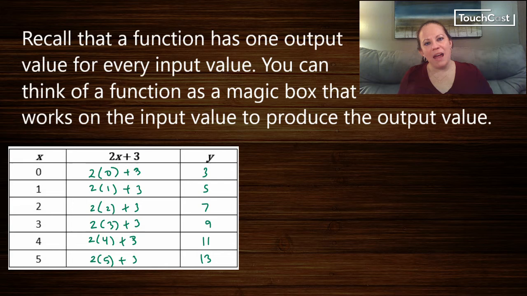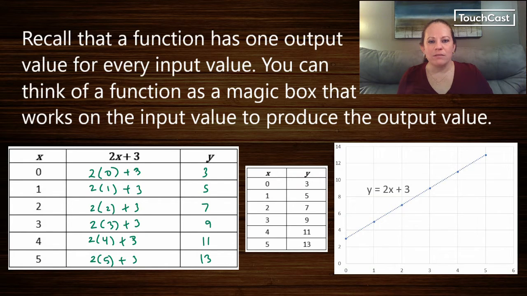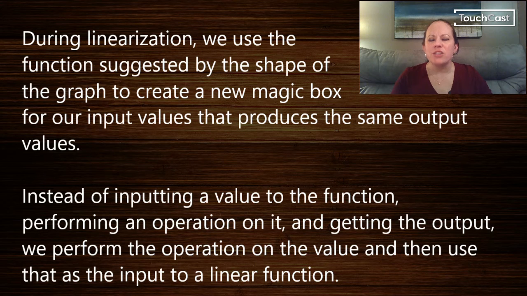And what we can do now is take a look at those final values put into their own little table and then plotted. So again, we have this notion of a magic box that we do some mathematical operations to our input value and then spit out the output. And so during linearization, we're going to use the function suggested by the shape of the graph. Remember, we're going to have top-opening parabolas, side-opening parabolas, hyperbolas, to create a new magic box for our input values that produces the same output.